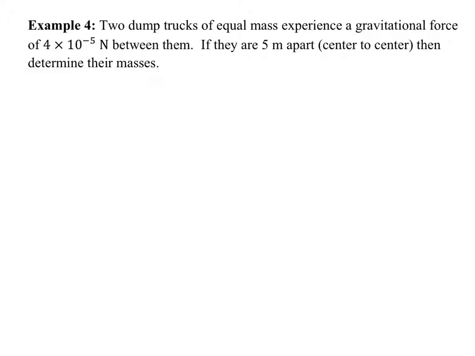So we've got 2 dump trucks in this example. The reason I use this example is because I want to emphasize the fact that even things as big as dump trucks don't really exert much gravitational pull. Look at the value of the force it's given. The gravitational force is 4 times 10 to the negative 5, so 0.00004 newtons. We're talking about a very, very small amount of force, to the point where that is not even close to the amount of force that friction can withstand with tires.